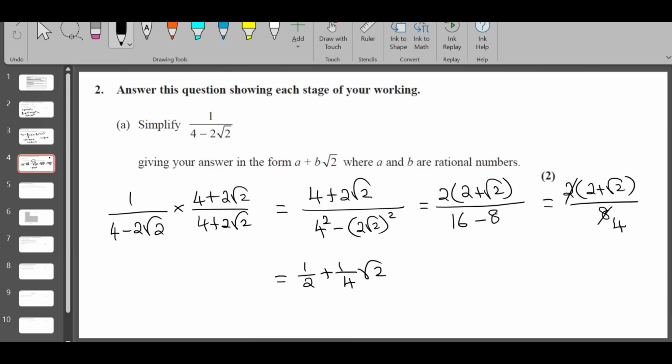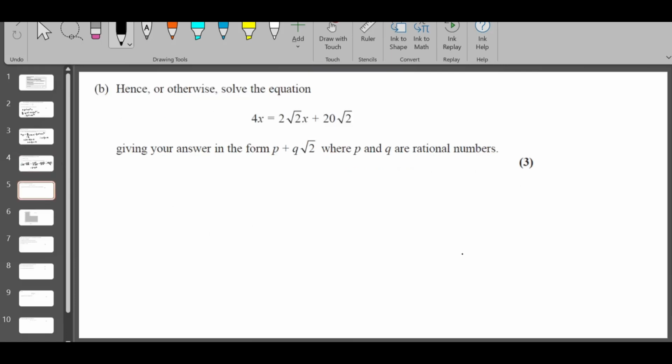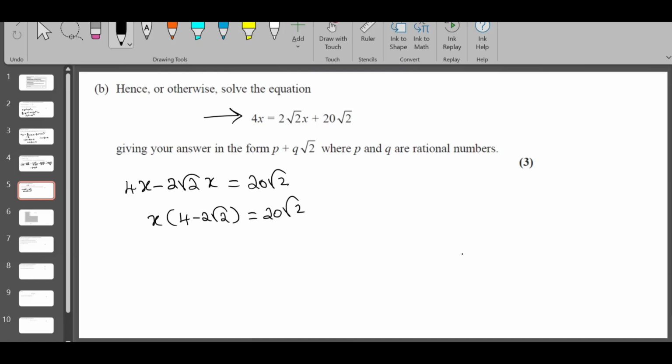That's just a 2-mark question. Rationalize the denominator and simplify, write it in the required format. Part B, hence or otherwise solve the equation. When they say solve the equation, you need to make x the subject. So I'm going to move all the terms with x to the same side of the equation. Take x as a common factor. 4 minus 2 root 2 is equal to 20 root 2. So x is 20 root 2 divided by 4 minus 2 root 2.